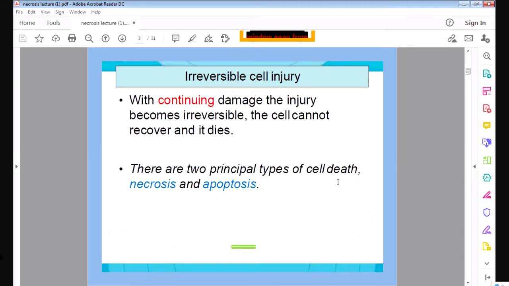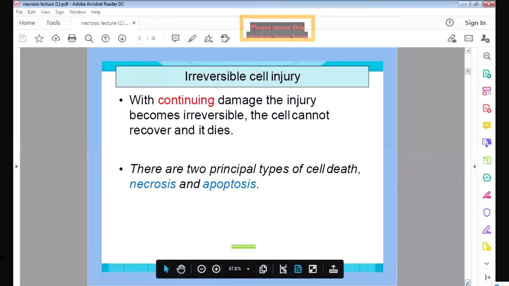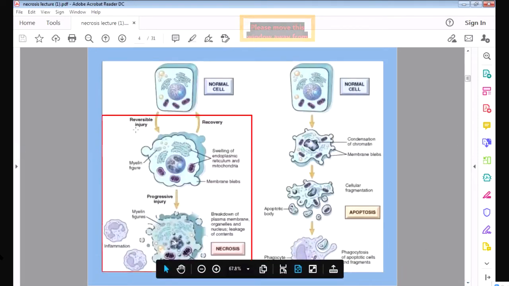So there are two types of cell death, necrosis and apoptosis. In necrosis, the cell dies due to the injury, and in apoptosis, the cell kills itself. It is a suicide. Now see, this is the normal cell, and this is the pathway of necrosis, and this is the pathway of apoptosis. So today we are going to see necrosis.